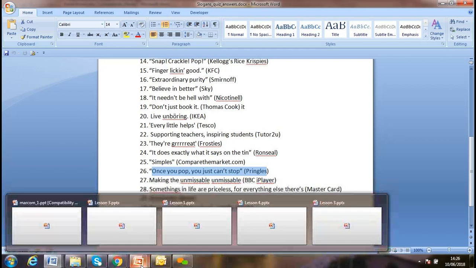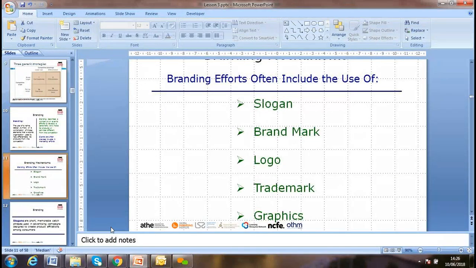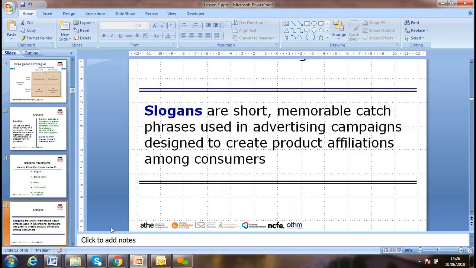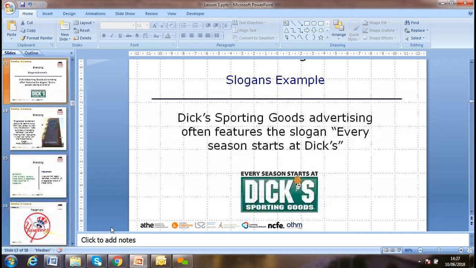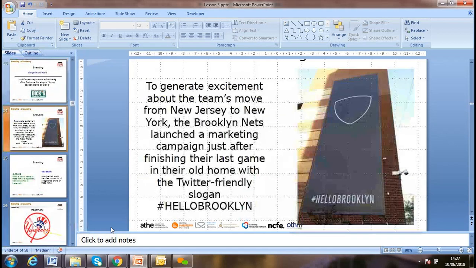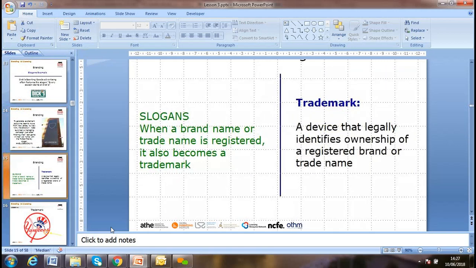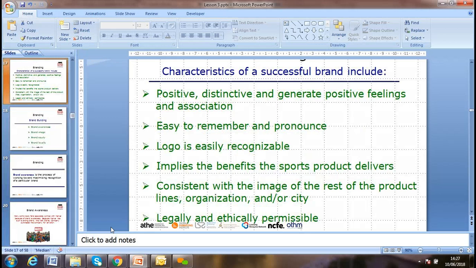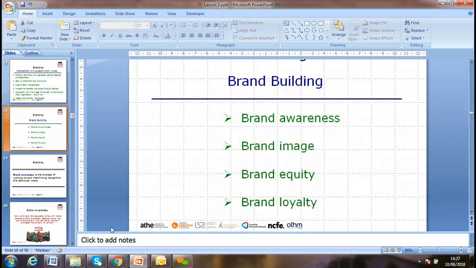So we can think about how we can develop a slogan for our own organization, for our own brand, that will attract the customer. But we're not supposed to contradict our core objective. Brand mark, logo, trademark, graphic all come under this. Slogans are short, memorable catchphrases used in advertising campaigns to create affiliation with the customer. These are all the slogans of different products. This provides brand building. When we develop brand awareness, we need to make our customers aware, so we need to develop our marketing communication campaign for it. Brand image: how can we develop the brand image?